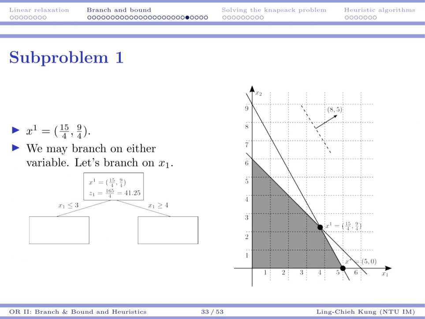As we already know, if we do linear relaxation and then try to solve the linear program, we will see this fractional solution. In this case, we have two variables, x1 and x2. Both of them are fractional. So we somehow need to choose one to branch on. Let's assume we will branch on x1. We will take a look at the value for x1, which is 15/4.